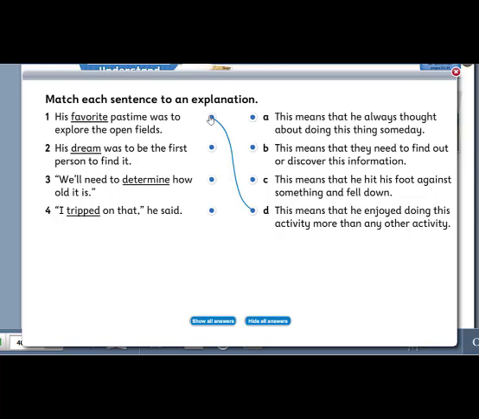Number 2. His dream was to be the first person to find it. The answer is A. This means that he always thought about doing this thing someday. Number 3. We will need to determine how old it is. It's B. This means that they need to find out or discover this information. And the last one, I tripped on that. He said, this means that he hit his foot against something and fell down.